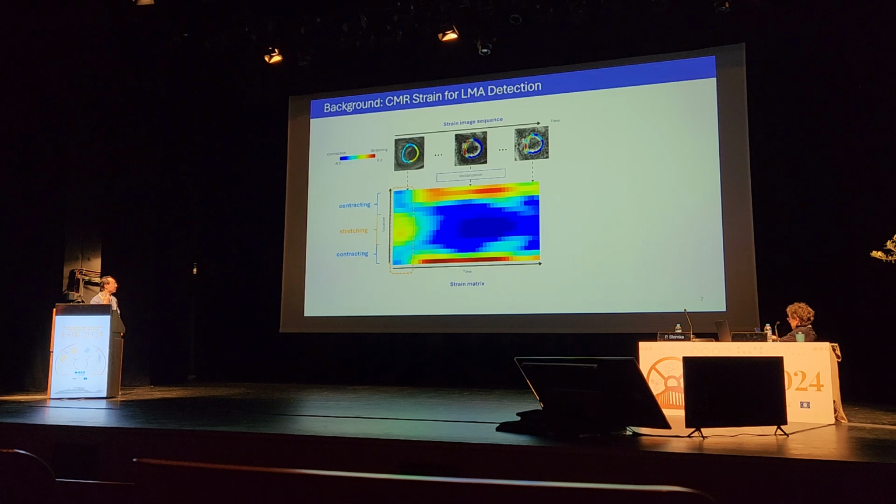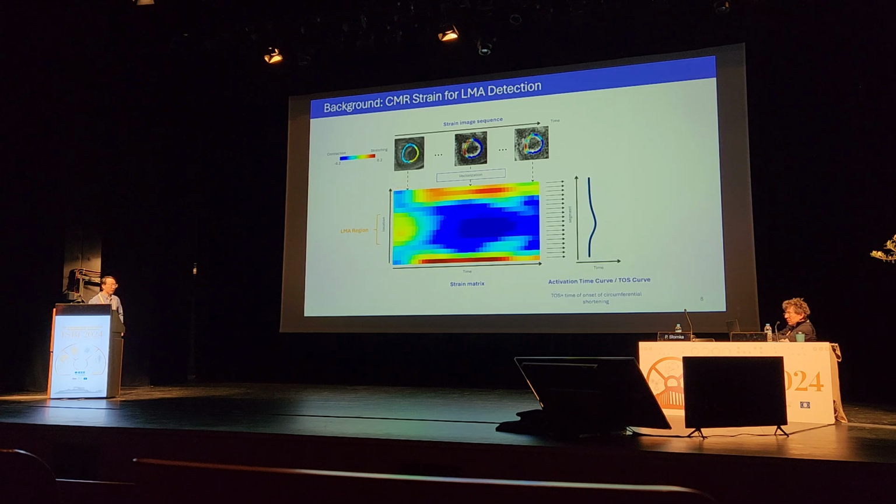If we look at the early frames, we can see that the middle part shows yellow, which means it's stretching, while at the same time the other part is showing shade blue, which means it's contracting normally. And this means that the middle part is the LMA region, right? Because it starts contracting later.